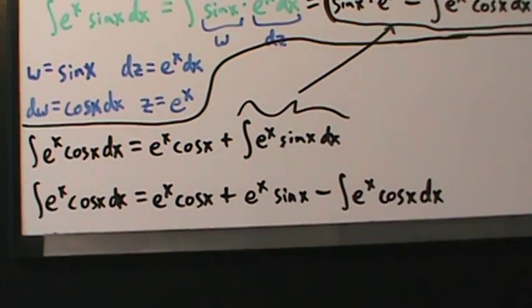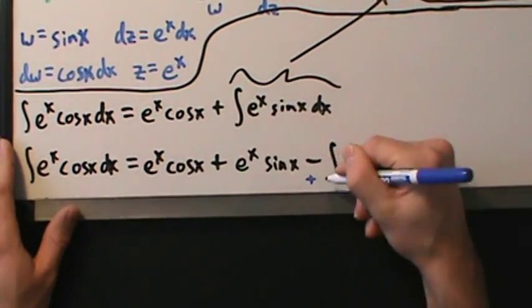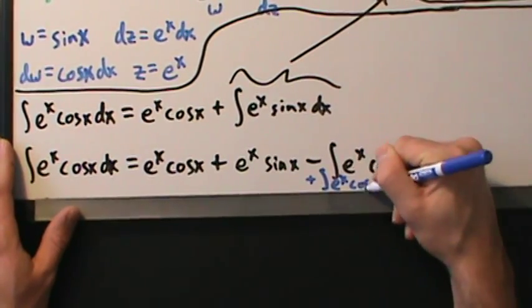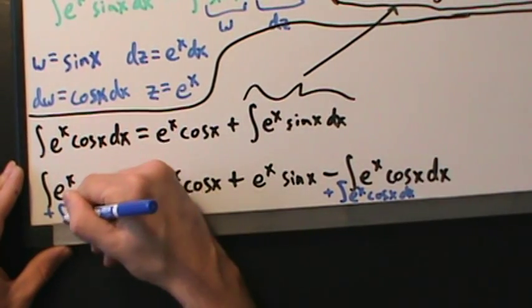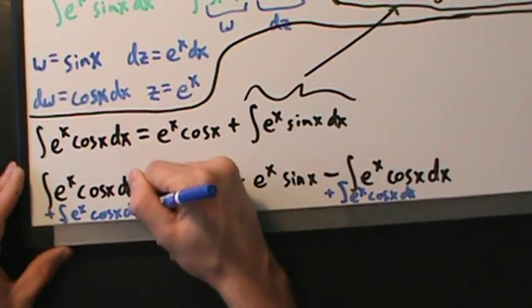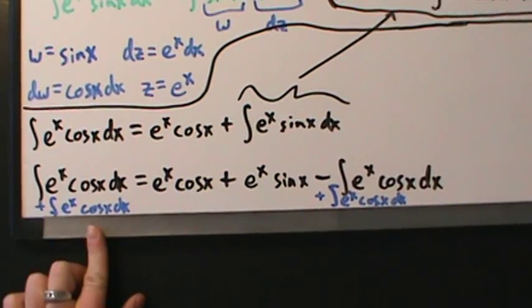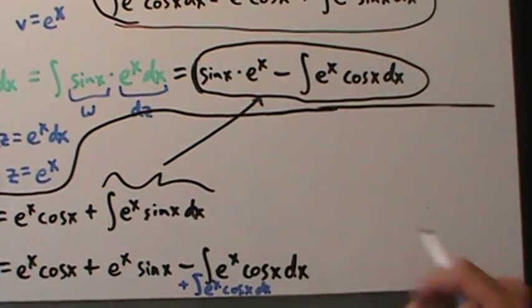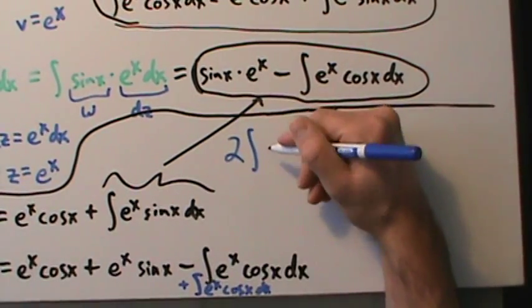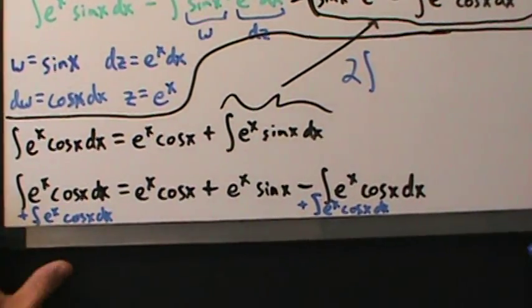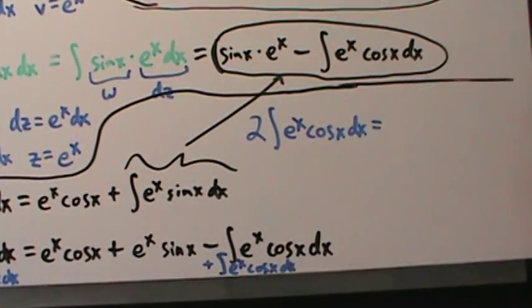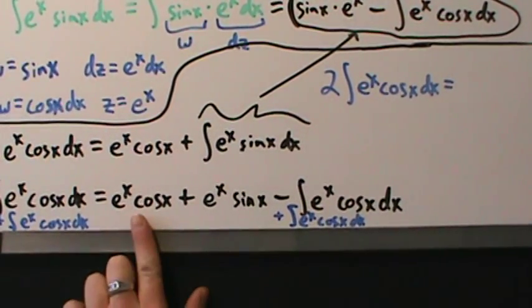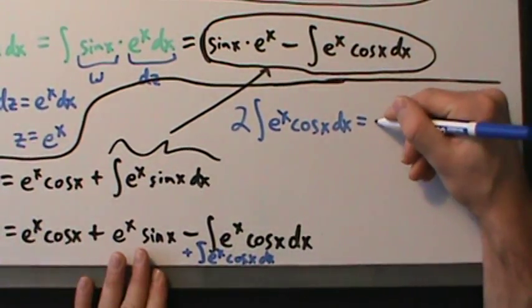So let's come up here and do that. I'm kind of running out of room. What we want to do then is add the integral of e to the x cosine of x dx to both sides of this equation. When we add this integral to both sides, what's going to happen? On the left-hand side we get 2 times the integral of e to the x cosine of x dx equals, what happens over here? Well, we still have e to the x cosine of x plus e to the x sine of x.